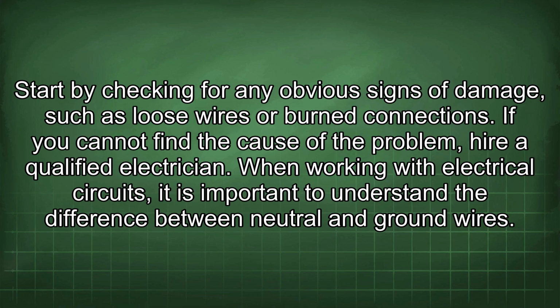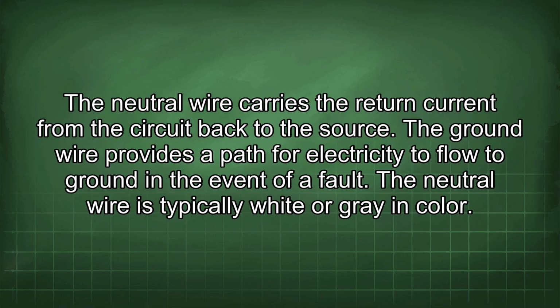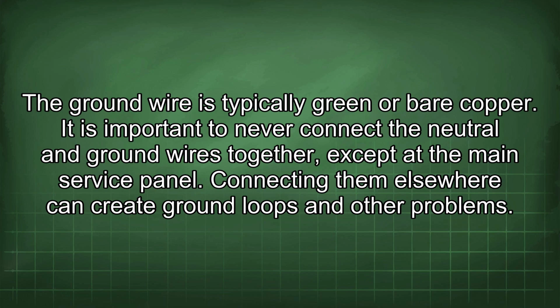When working with electrical circuits, it is important to understand the difference between neutral and ground wires. The neutral wire carries the return current from the circuit back to the source. The ground wire provides a path for electricity to flow to ground in the event of a fault. The neutral wire is typically white or grey in color. The ground wire is typically green or bare copper. It is important to never connect the neutral and ground wires together except at the main service panel. Connecting them elsewhere can create ground loops and other problems.